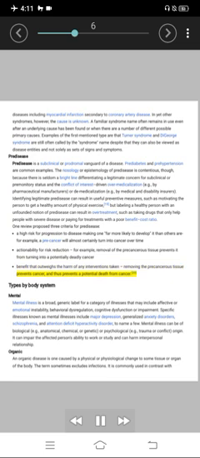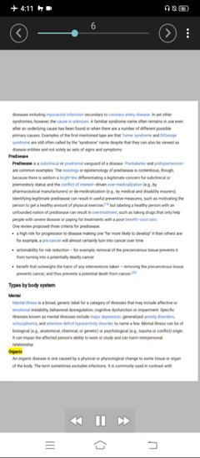Types by body system. Mental. Mental illness is a broad, generic label for a category of illnesses that may include affective or emotional instability, behavioral dysregulation, cognitive dysfunction or impairment. Specific illnesses known as mental illnesses include major depression, generalized anxiety disorders, schizophrenia, and attention deficit hyperactivity disorder, to name a few. Mental illness can be of biological, e.g., anatomical, chemical, or genetic, or psychological, e.g., trauma or conflict, origin. It can impair the affected person's ability to work or study and can harm interpersonal relationships.